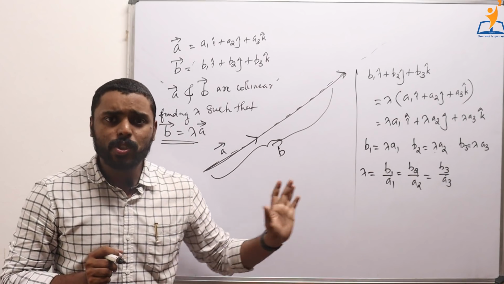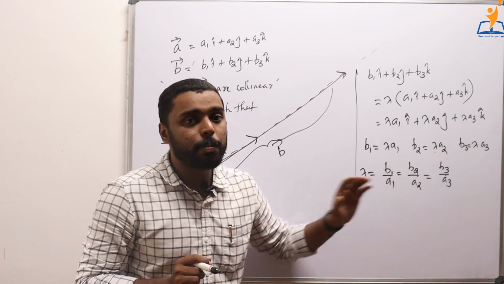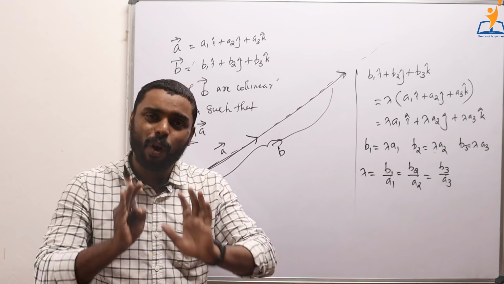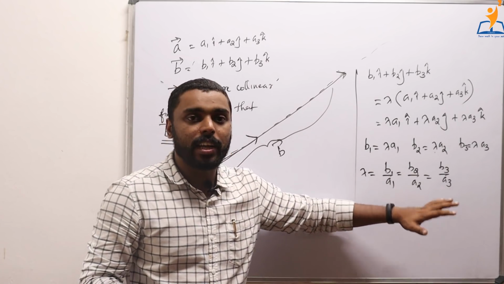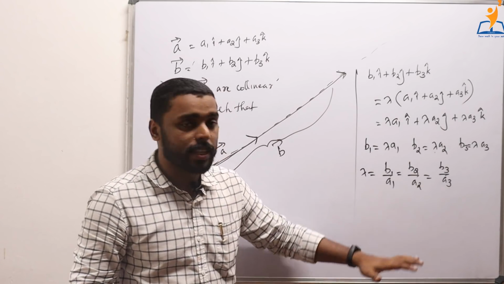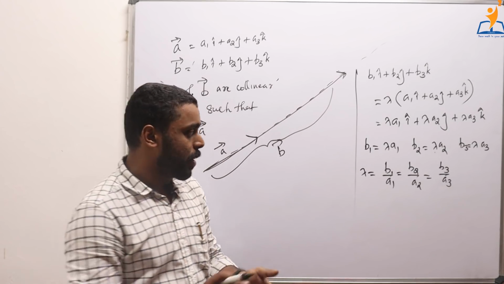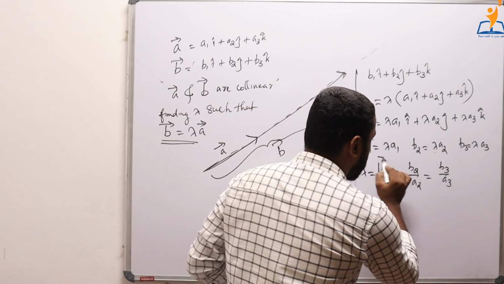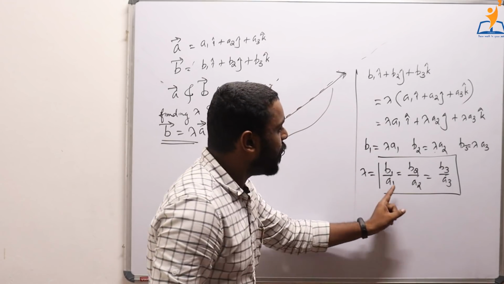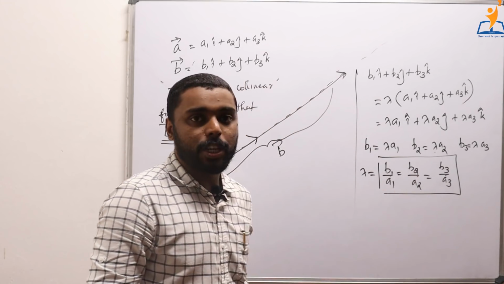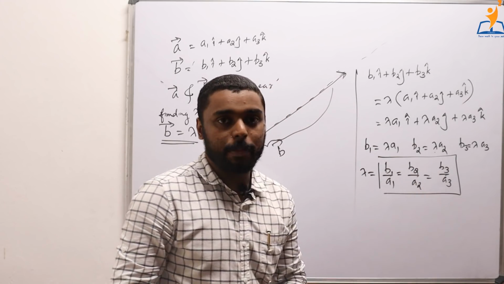I hope you understood this. Of course, it is a very simple derivation, and you know, there is no need to study it. You don't need to study all this. Just memorize the process. And what you should remember is this end result. That is, b1 by a1 is equal to b2 by a2 is equal to b3 by a3.